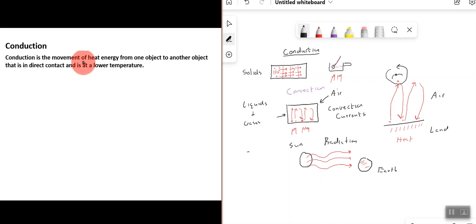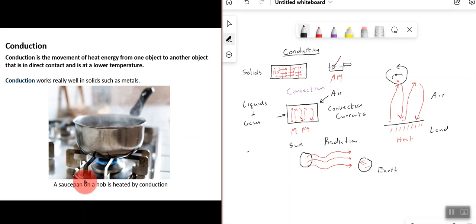So conduction is the movement of heat energy from one object to another that is in direct contact and is at a lower temperature. For example, heat moving from the hot water into the colder spoon, so it moves from hot to cold. Conduction works really well in solids such as metals. A saucepan on a hot hob is heated by conduction. The heat from the flame is transferred into the water, and it can also be transferred up the handle. That's why they make the handles out of different materials. They're not as good conducting materials of heat.